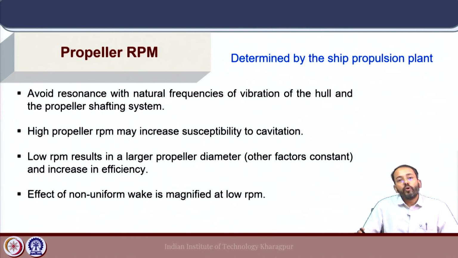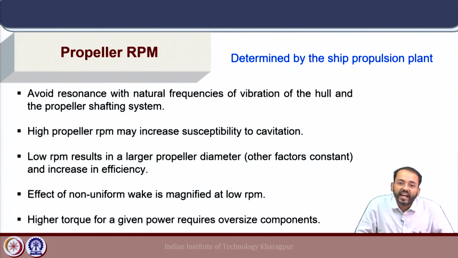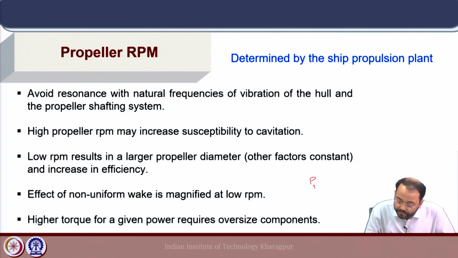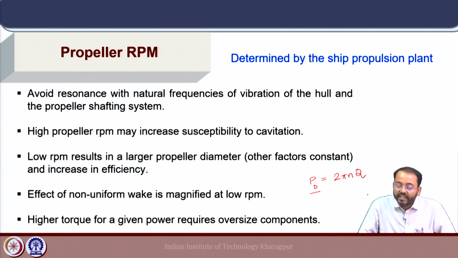Also, at low RPM, the effect of non-uniform wake is magnified. On the other hand, for a given power, if the RPM is low, then what will happen? PD is 2 pi NQ. So, for the given delivered power, if the RPM is low, that means the torque will be high, and higher torque requires oversized components, and this should also be considered while choosing the RPM of the propeller.